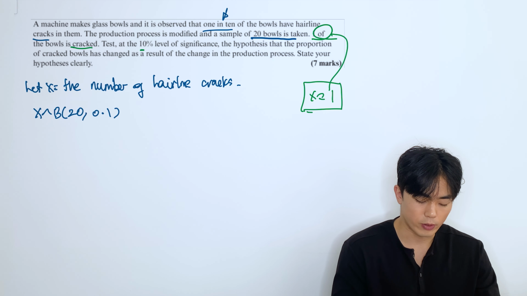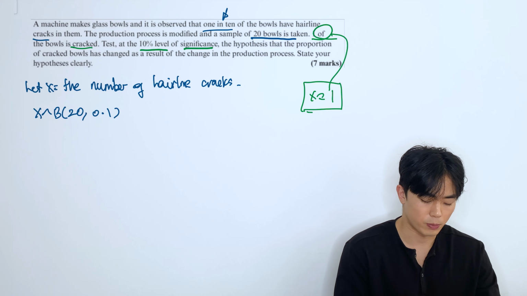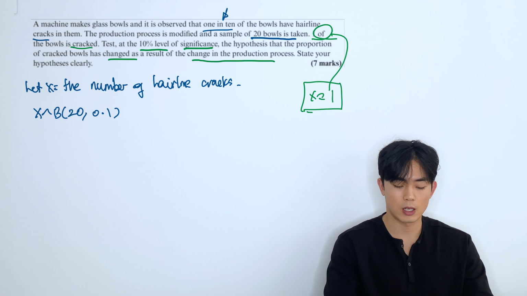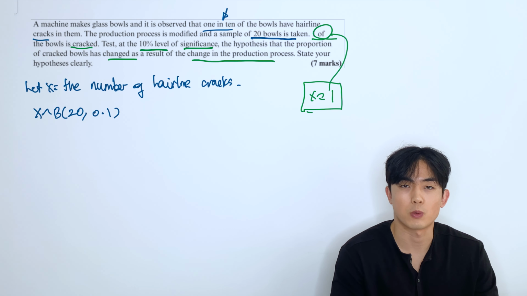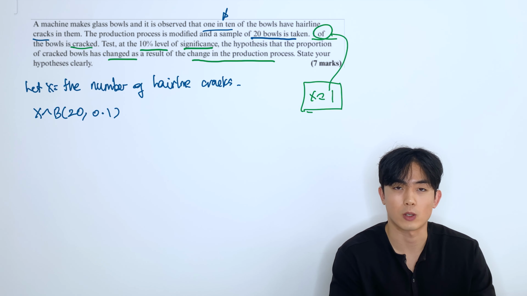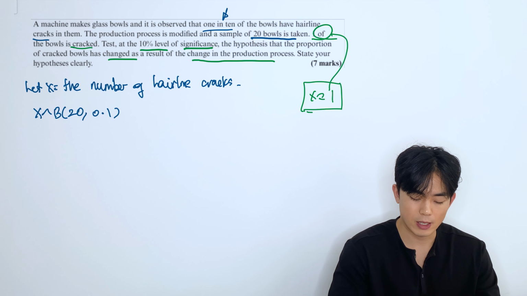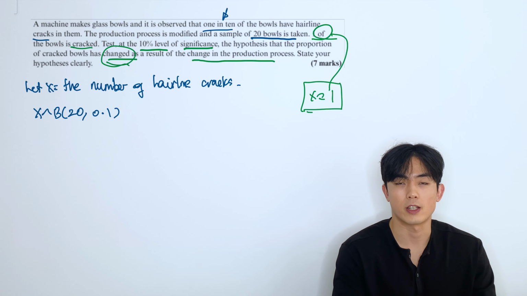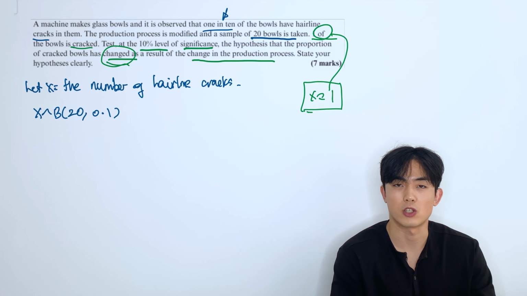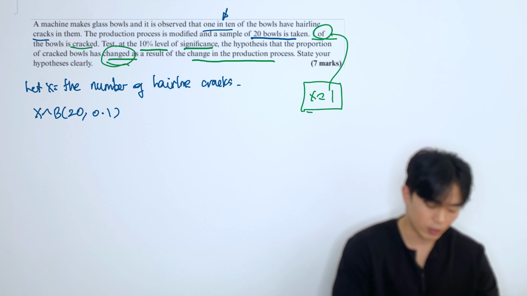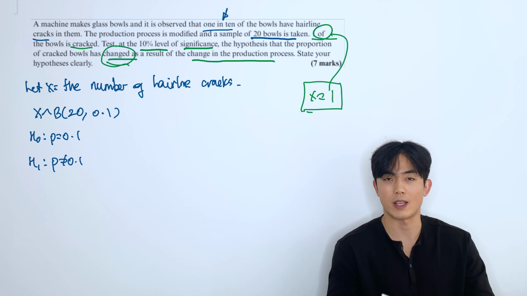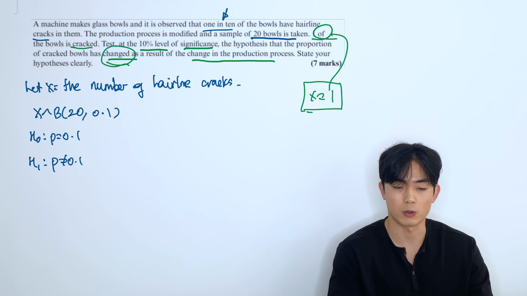Test at the 10% level of significance the hypothesis that the proportion of cracked balls has changed as a result of the change in the production process. So remember earlier, to determine H1, we had to look at specific words in the question, right? Whether it rises or falls. In this case, the important word is changed, okay? So they're asking, has the proportion changed? It doesn't state has it increased or decreased, it just means changed. That's why H0 is P is 0.1 and H1 is P is not equal to 0.1, because it hasn't specified clearly if it's increased or decreased, it just means has it changed from 0.1.